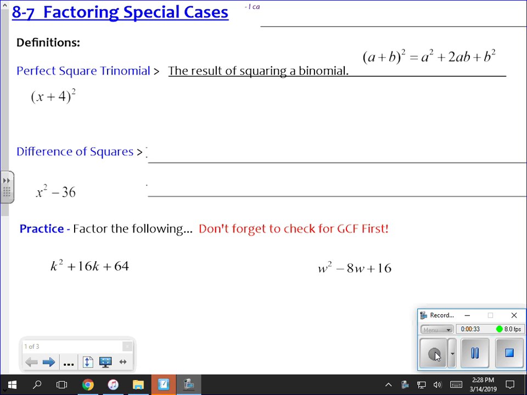A perfect square trinomial is the result of squaring this out. What we're going to do is work backwards from that. What I told you the other day is, to multiply x plus 4 squared, there was a shortcut. You square the first term, you multiply the 2 and double it to get the middle term, and then you square the last term.